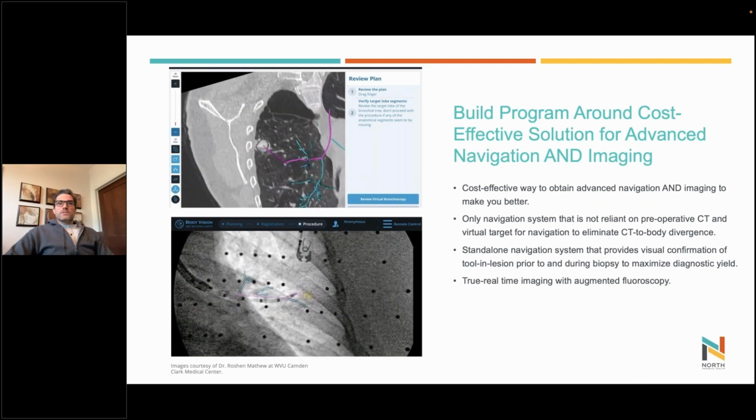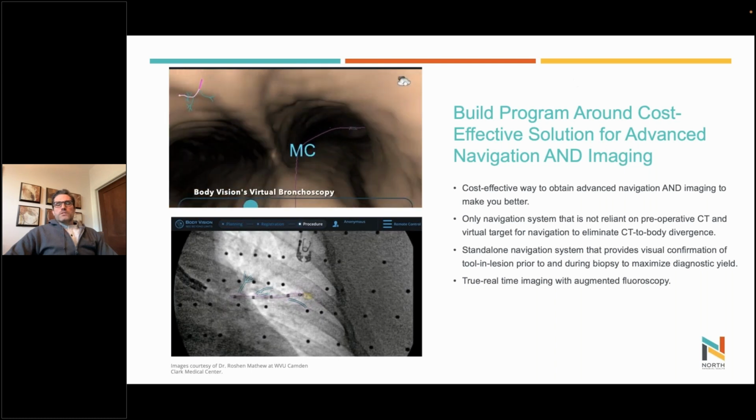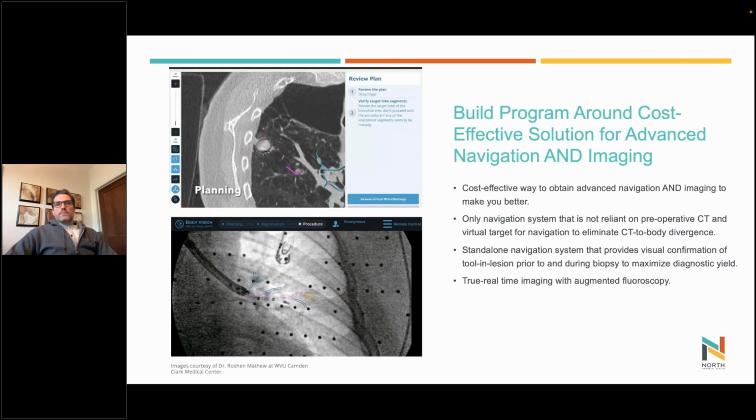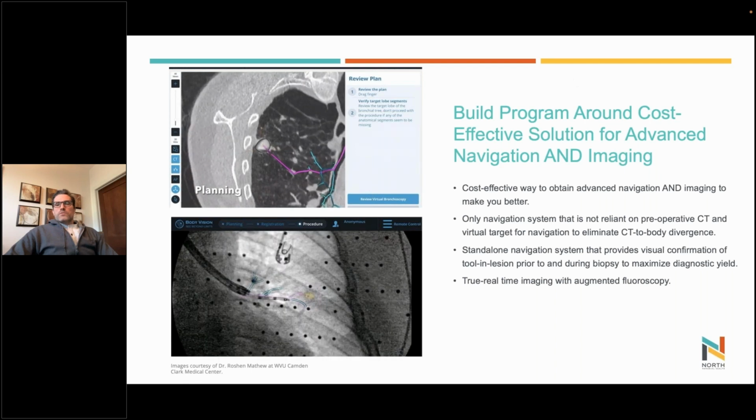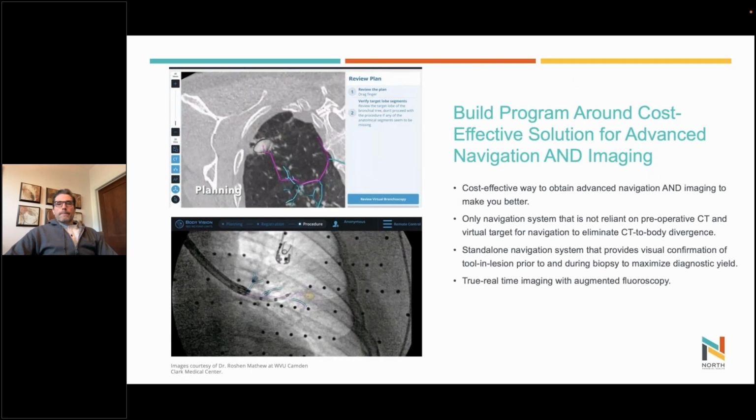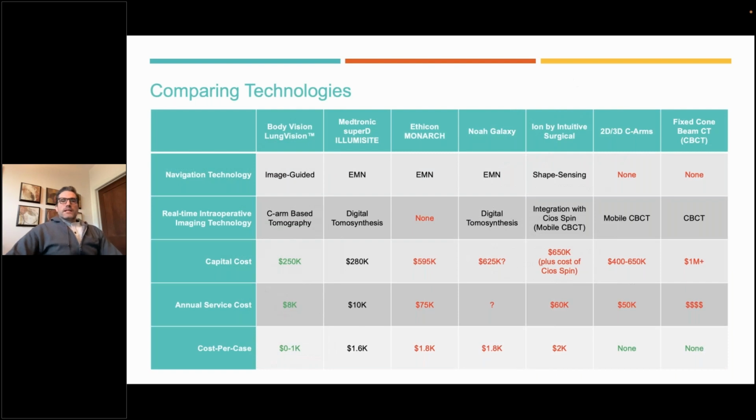We have completely designed our program around it, and have buy-in from our oncologists and our thoracic surgeons, understanding that our yields are as good as any other platform available. Again, comparing technologies, so you have Body Vision, you have Medtronic with their Illumisight, you have the Monarch robot, you have NOAA, which I'm sure all of us have gotten emails about, you have Ion, and then you have non-navigational platforms with 2D, 3D C-arms and a fixed cone beam CT.